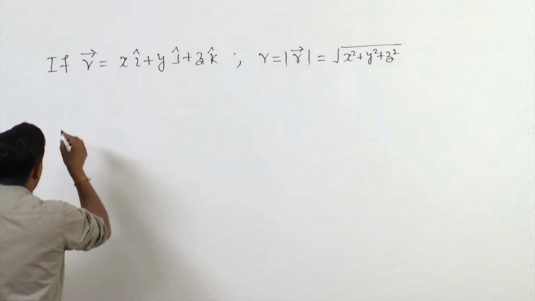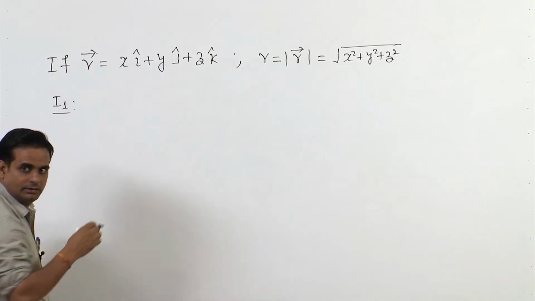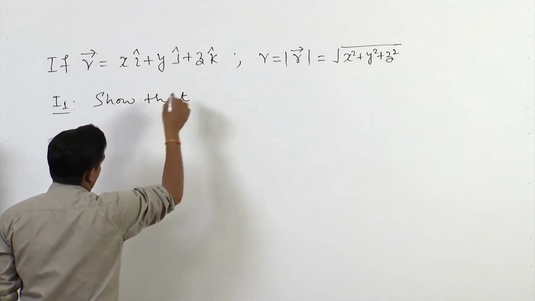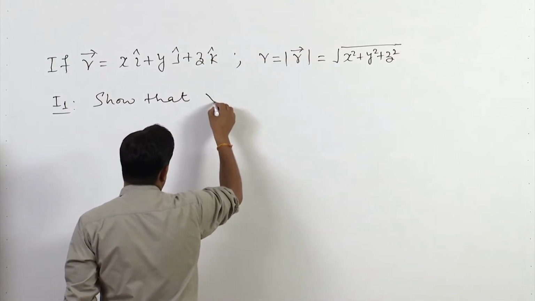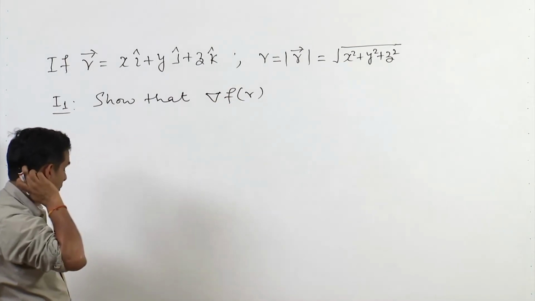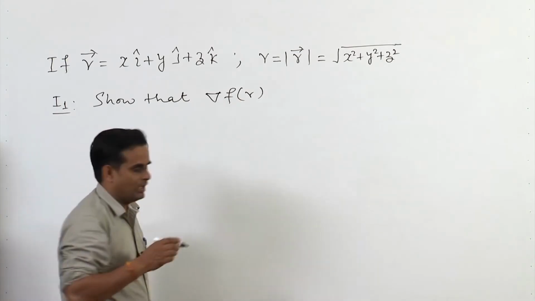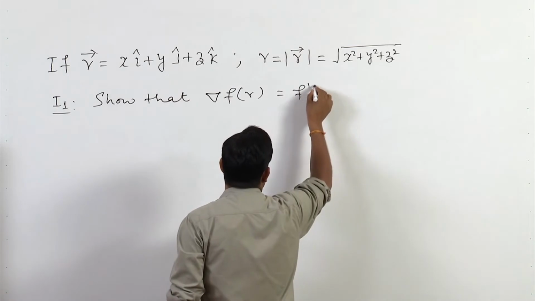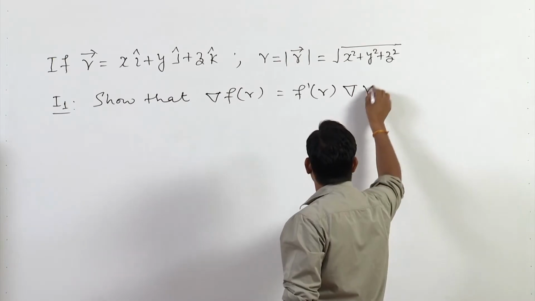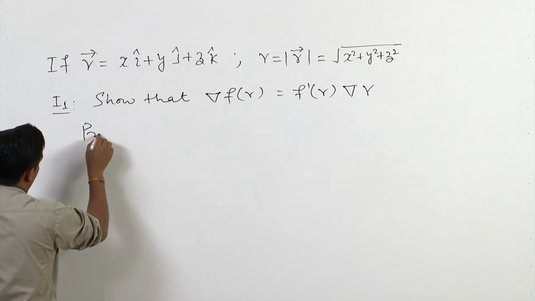Now my first identity which I am going to prove is that the gradient of f of r, where f is another function which is a function of r, equals f dash r multiplied with the gradient of r. So let us try to obtain it.